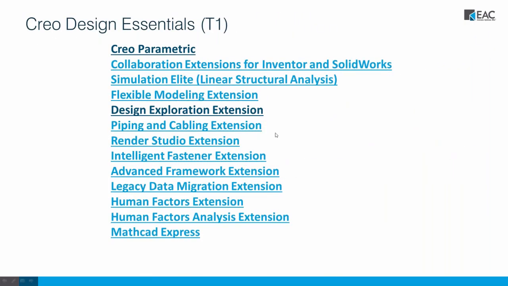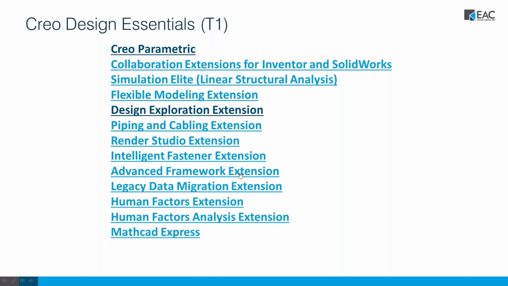So any type of piping or cabling needs will be now part of the Tier 1 base package. Rendering Studio, again, using KeyShot. Intelligent Fasteners extension. There's always been, or in the past, Fasteners Lite, which is basically the nuts and the bolts and screws and things like that. Now with the full extension, you have the capabilities also adding dowels and then making modifications to the things that are in the library. Advanced Framework has been added.